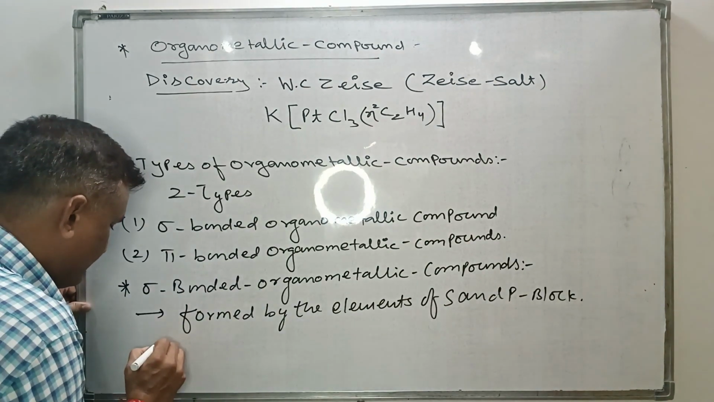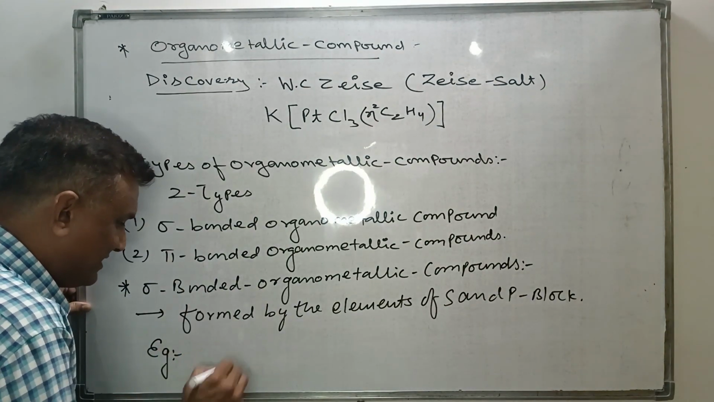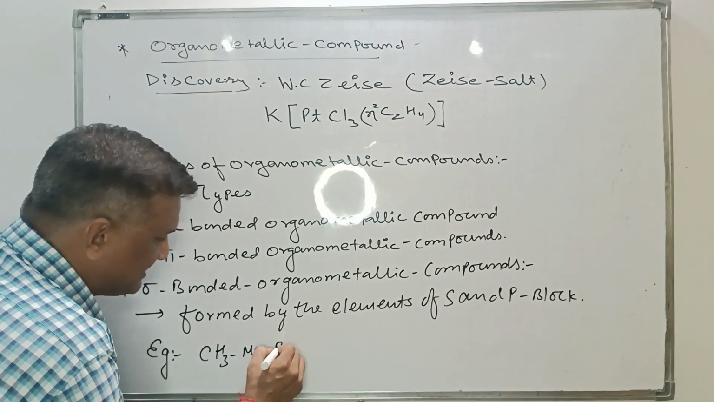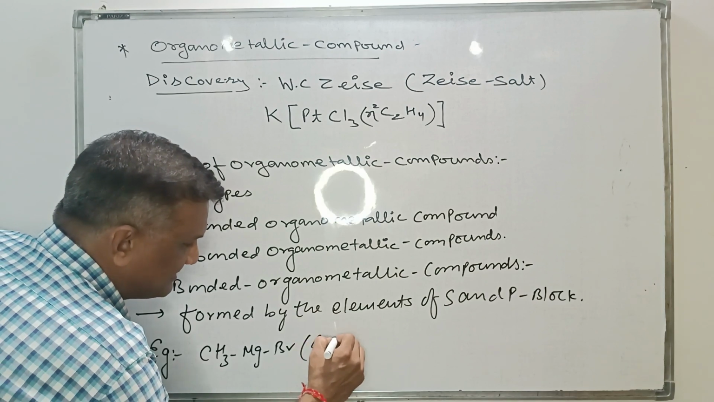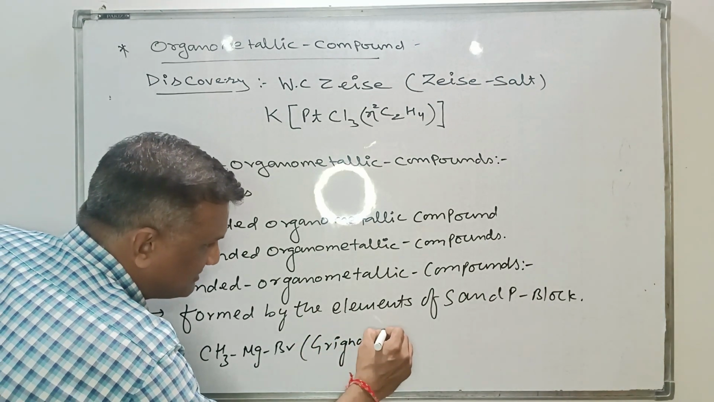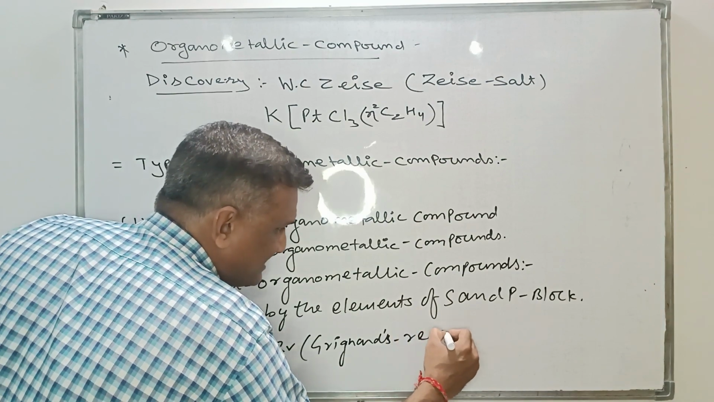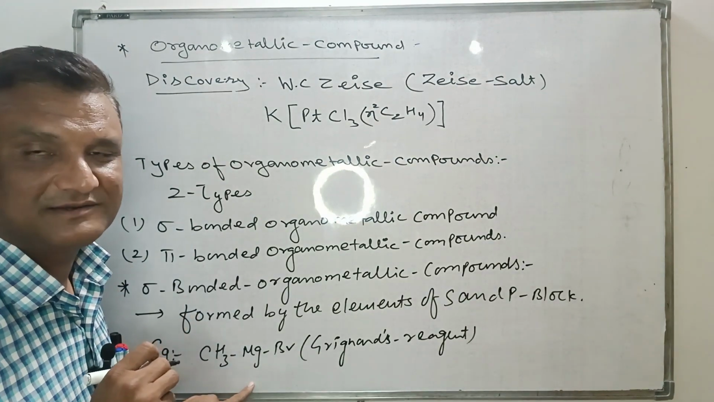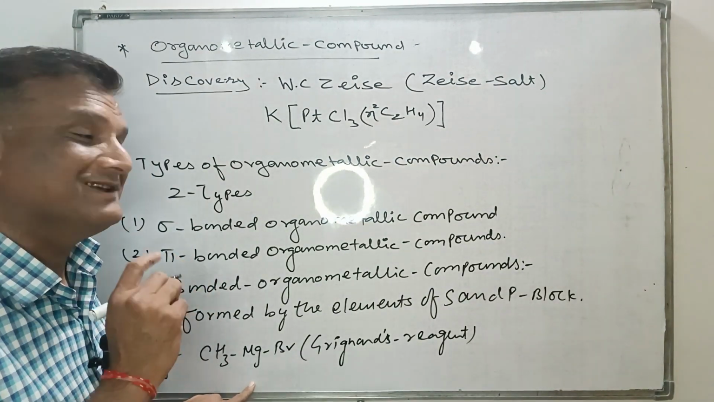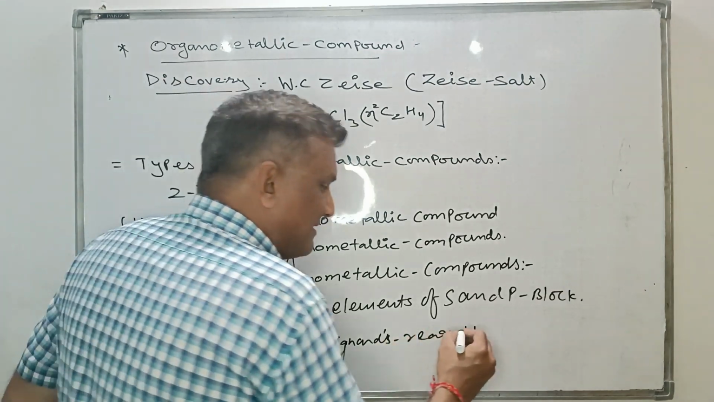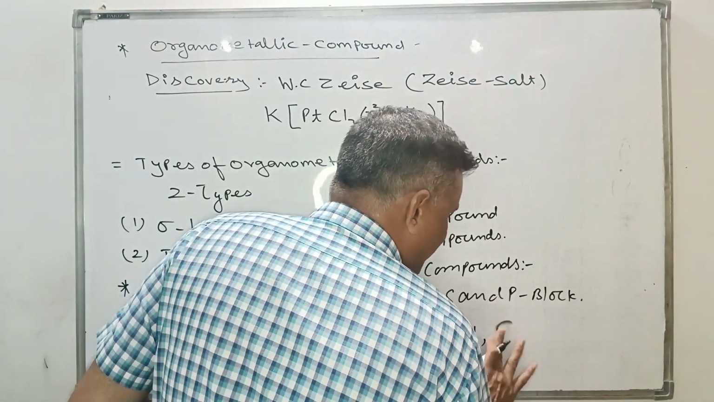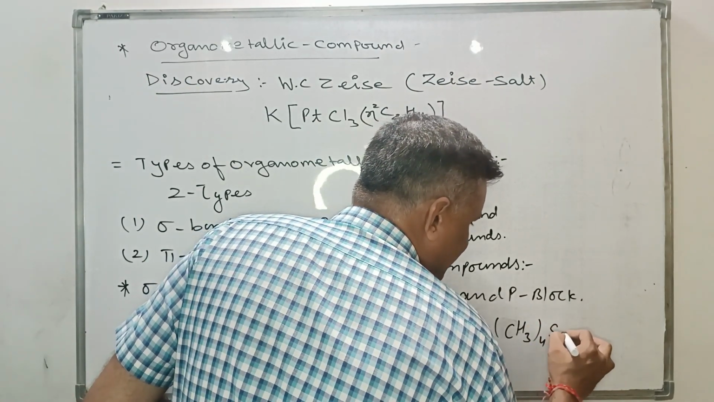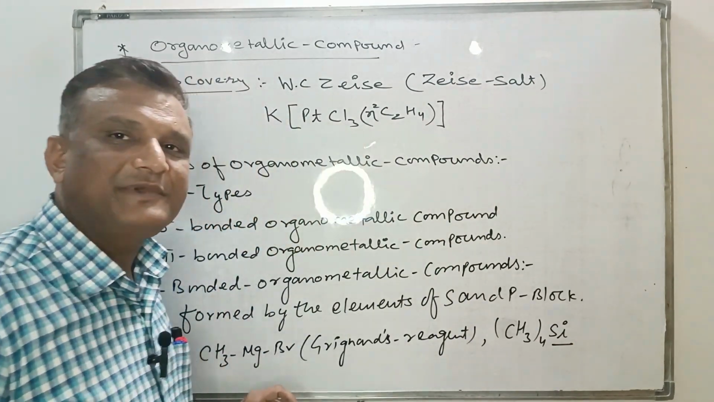If you want to go with the example, then the best example is your CH3MgBr. This is called as Grignard's reagent. You can see magnesium is from the alkaline earth metals. If you will go with the P block also, then the best example is your tetramethylsilane TMS. This is the (CH3)4Si. You can see this is from the P block elements.